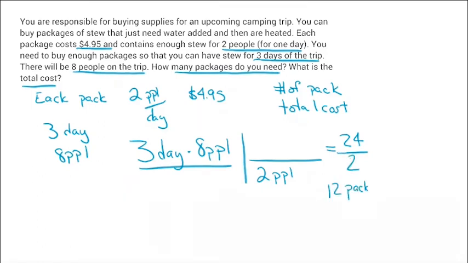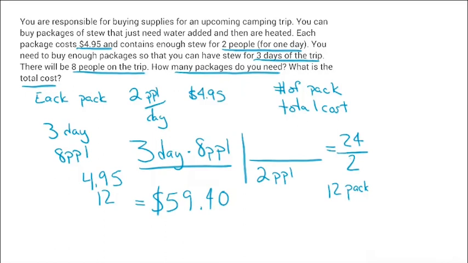Okay. So once I know I need 12 packages, I'm going to take that 12 and multiply it by the 4.95. And I'm actually going to multiply 12 times 5 and get 60. And then I'm going to subtract 60 cents from that. So my total amount's going to be $59.40. Or you could stick the 12 times 4.95 in the calculator, which I'm going to do right now, and I should get the exact same number. $59.40.